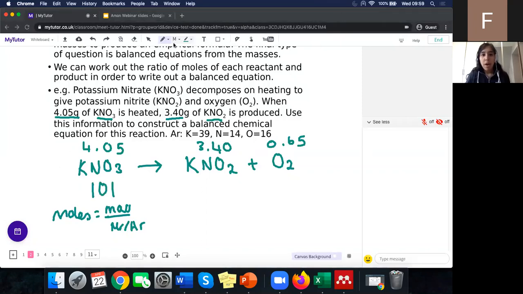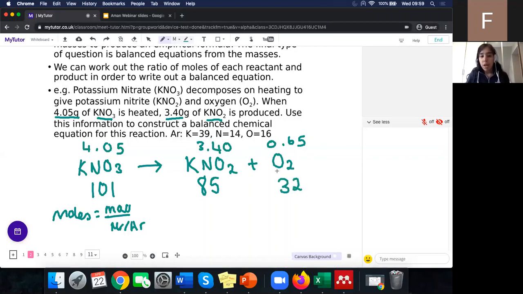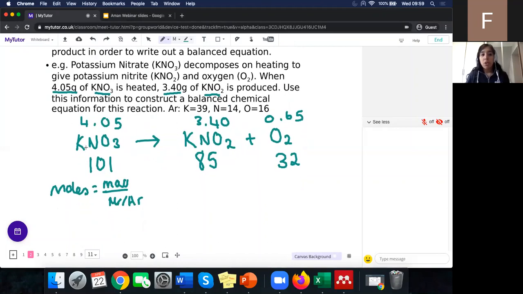Well done, everyone. And then if we do potassium nitrite, again this is 39 plus 14, but plus 32. So what's 39 plus 14 plus 32? What's the MR of potassium nitrite? Excellent, 85. Great. And then oxygen is O2, so it is 16 times 2, which is just 32. Now we can calculate the moles. The moles of potassium nitrate will be 4.05 divided by 101. So what's 4.05 divided by 101?